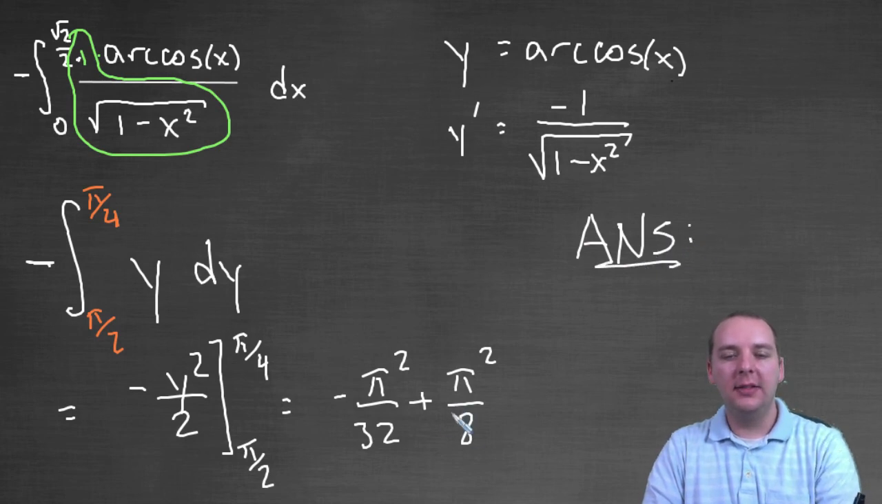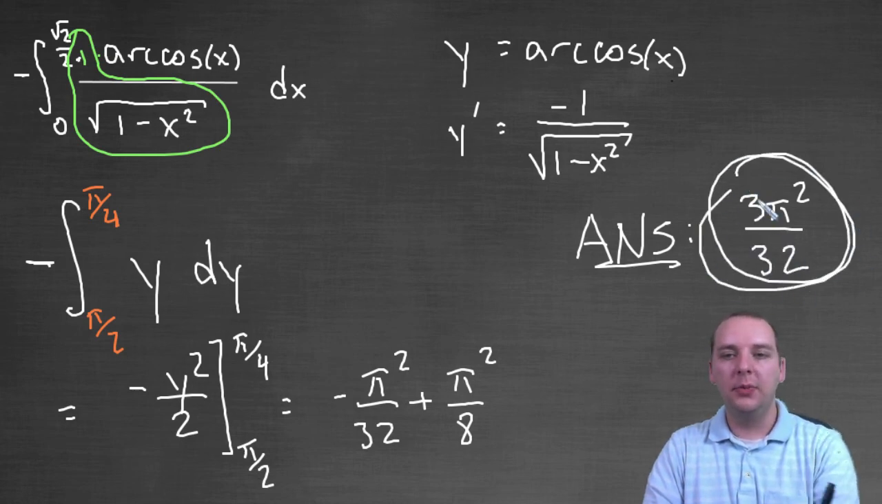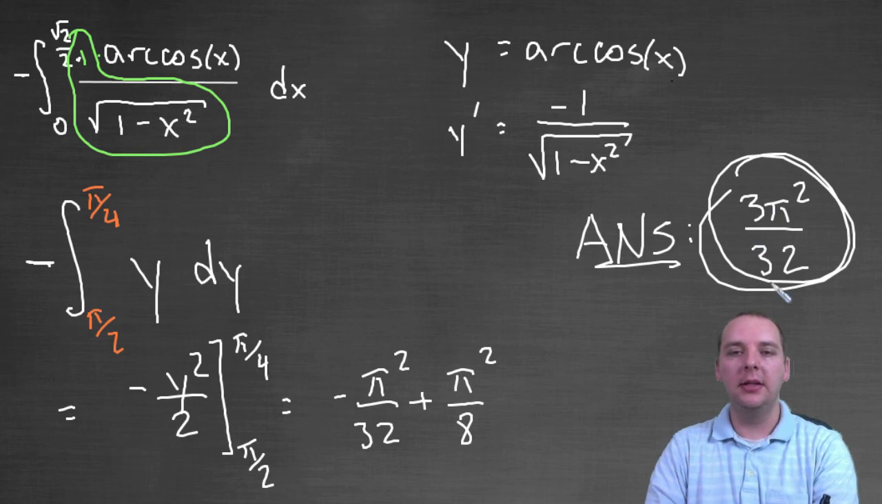So our final answer would be, let's add these together, get a common denominator and all that good stuff, and I think it would be 3 pi squared over 32. Now you might want to check my algebra on that, but assuming my mental math is decent, I think that this would be your final answer.